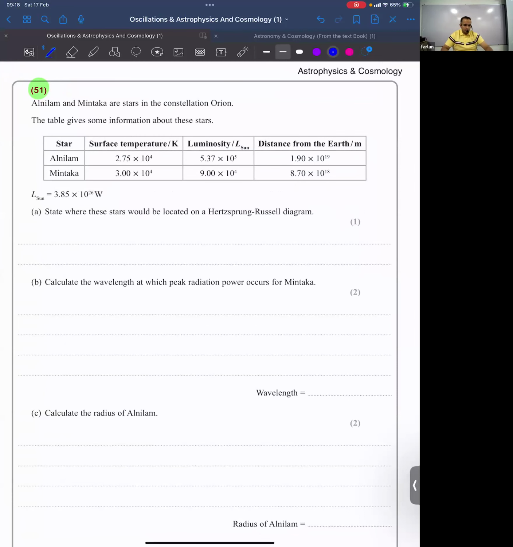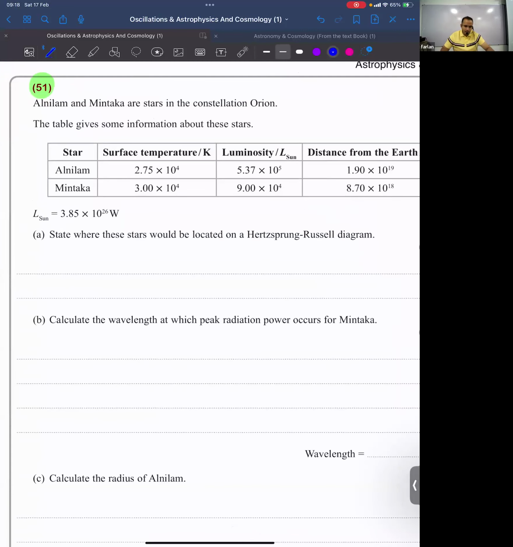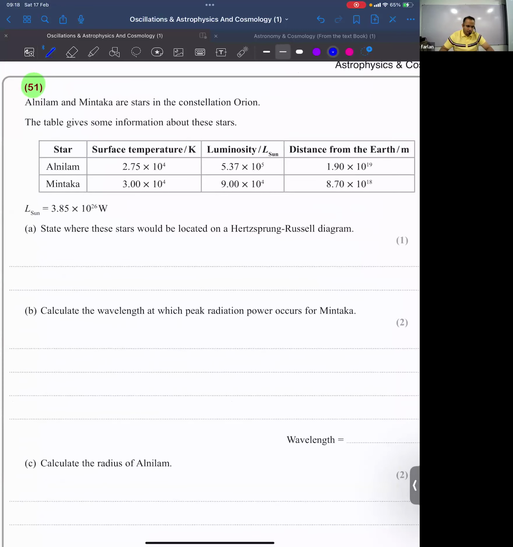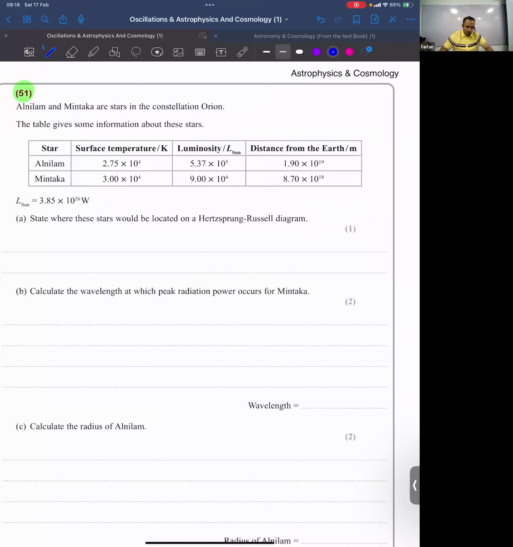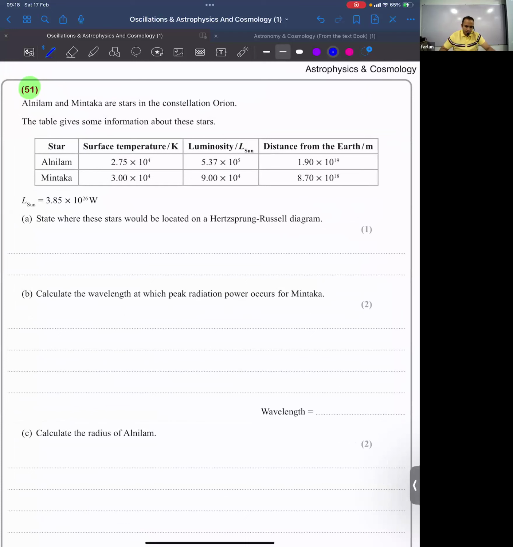Alnilam and Mintaka are stars in the constellation Orion. The table gives some information about these stars: their surface temperature, the luminosity, given as a ratio with the luminosity of the sun, and distance from the Earth. The luminosity of the sun is given as 3.85 into 10 to the power 26 watts. State where these stars would be located on the Hertzsprung-Russell diagram.